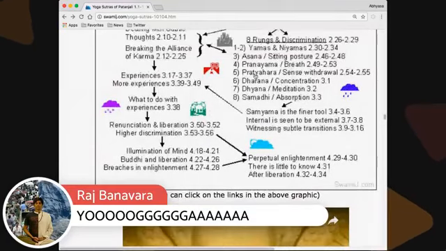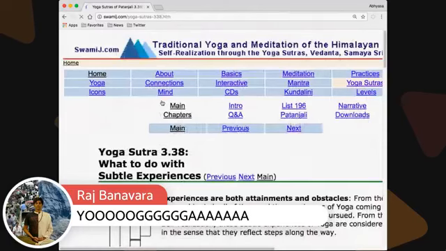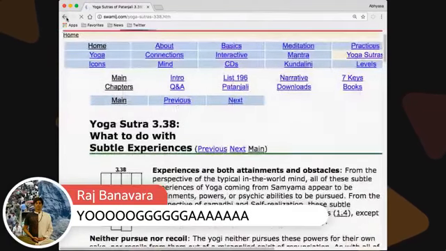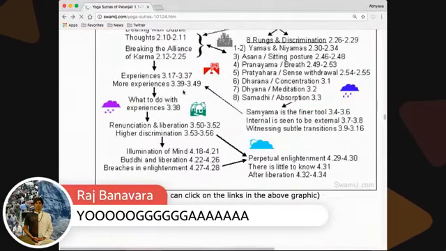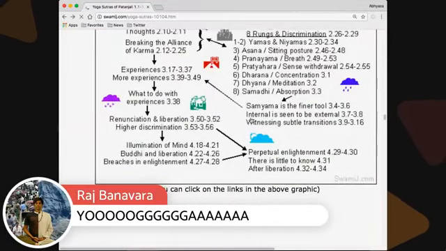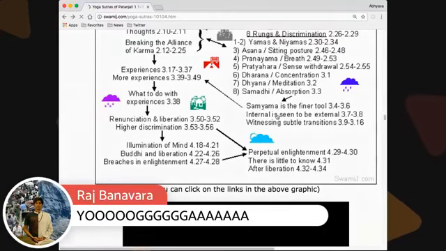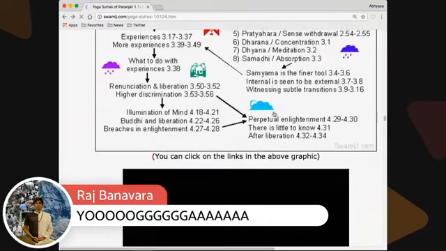And I even put hyperlinks on here. What to do with experiences. What to do with experience. See, there it is, Sutra 38. We will get to that sutra again, but there it is right there. And so if you're curious, go into the website and look at this. In the printed version of the book, you cannot do this because you can't put hyperlinks in a book.